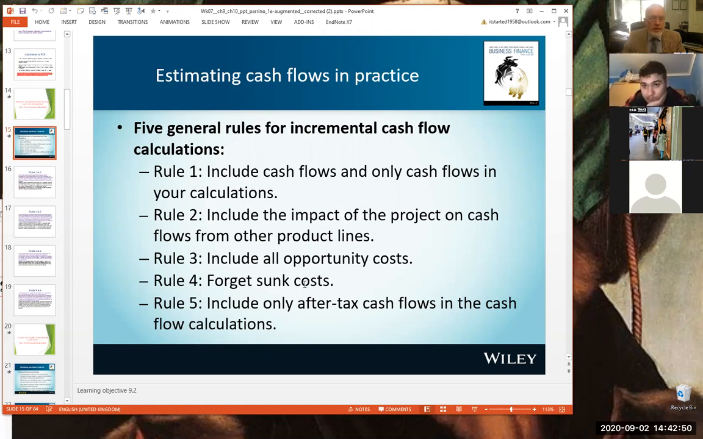Rule 4, forget sunk costs. Sunk costs are those things that we've paid for in the past. The costs are made, and they're history. They're gone. You're never going back. So you don't worry about them in your analysis. You're only looking from the present forward.